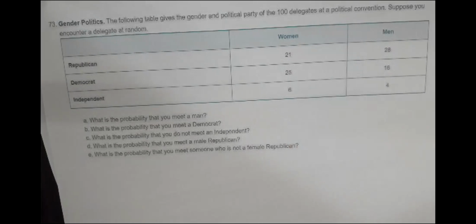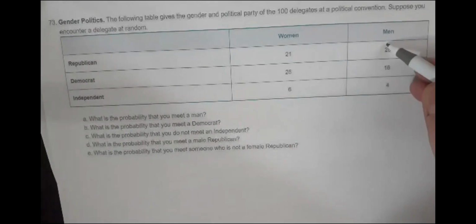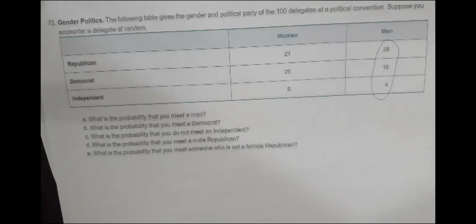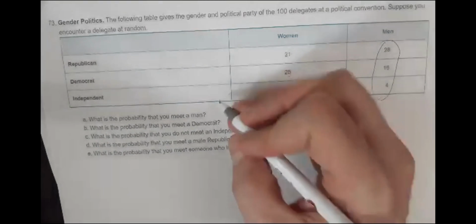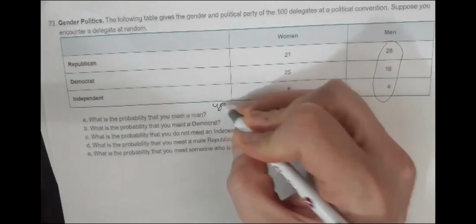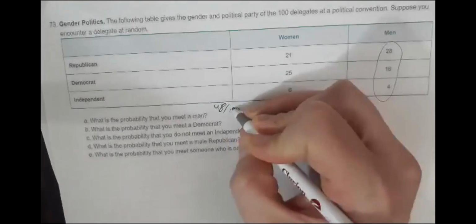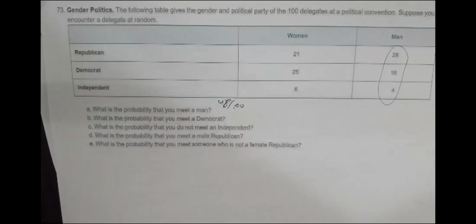So what is the probability that you meet a man? 48%. And where are you getting that from? You're looking down probably this column right here. You're adding up 28 plus 16 plus 4. And 48 out of the total of 100, right?